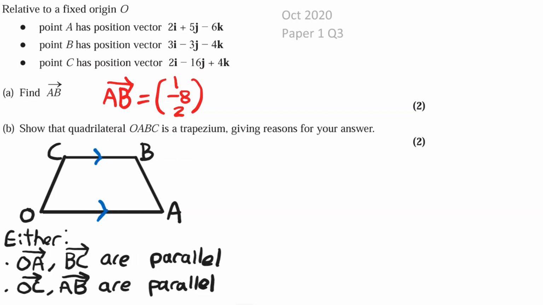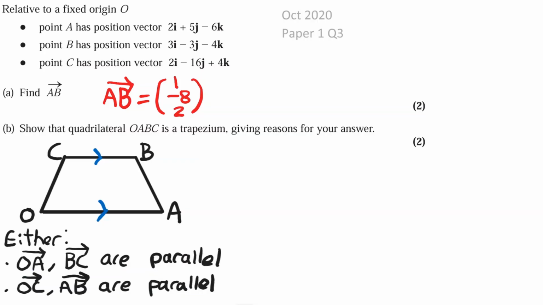Or it could mean the opposite, where OC and AB are parallel to each other. This is not how I've drawn the quadrilateral here, but that is another possibility, in that these sides could be parallel and these two sides are not. So in order for it to be a trapezium, one of these two statements needs to be true.